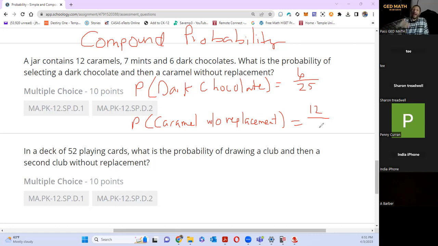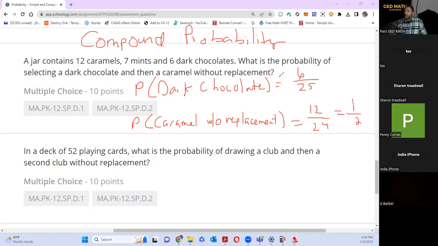Hold on. Let's rewind. When I picked out the dark chocolate, how many total did I have? You had 25. And you took one out and I didn't put it back in. How many do I have left? 24. We're not talking about the dark chocolates or the caramels. We're talking about the total. Originally we started with 25. We took the dark chocolate out. We got 24 left. So now 12 over 24 reduces to 1/2.